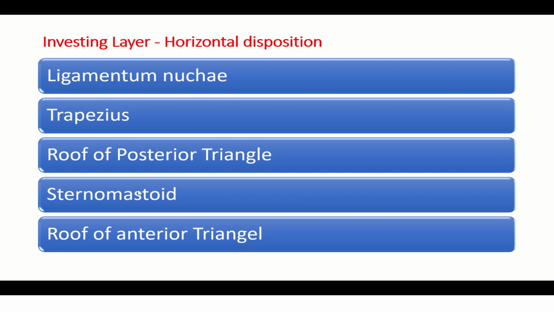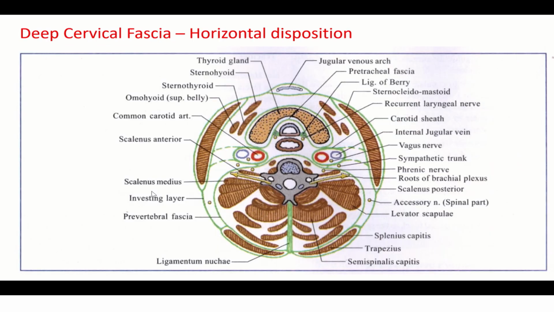Now, if we trace the horizontal disposition, from this diagram we can see here the ligamentum nuchae. Then it splits into two layers to enclose the trapezius muscle. At the anterior border of the trapezius muscle, it unites to form a single layer of investing layer which forms the roof of the posterior triangle. Then, once it reaches the posterior border of the sternocleidomastoid muscle, it splits into two layers to enclose the sternocleidomastoid muscle. At the anterior border of the sternomastoid muscle, it becomes a single layer again, forming the roof of the anterior triangle. So this is how we trace it.